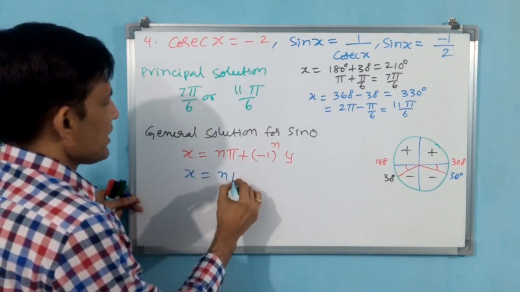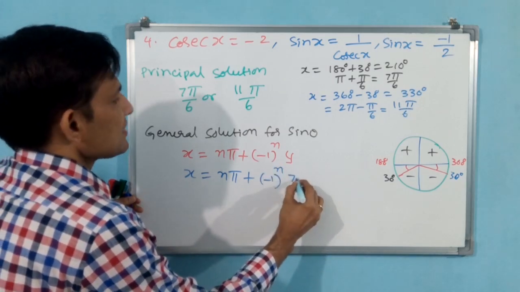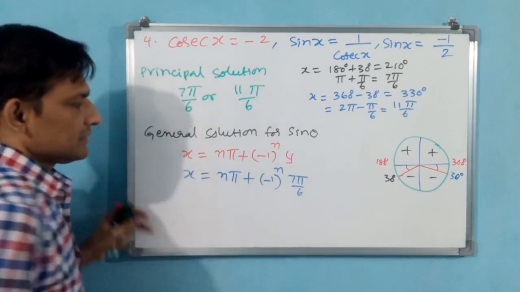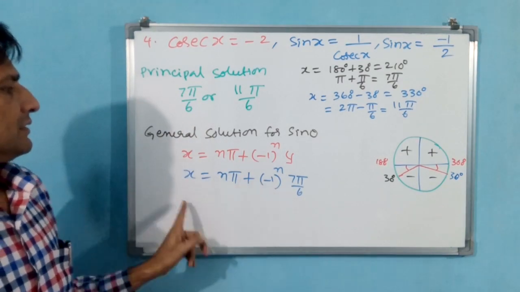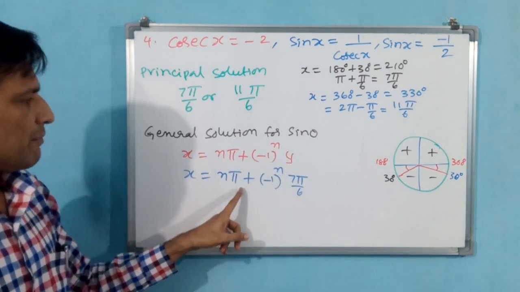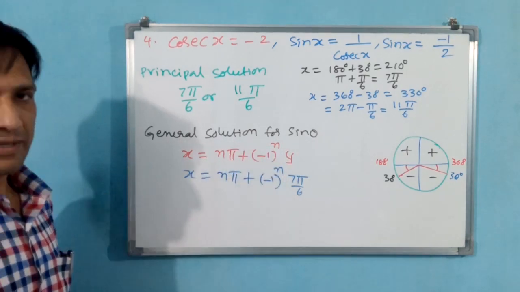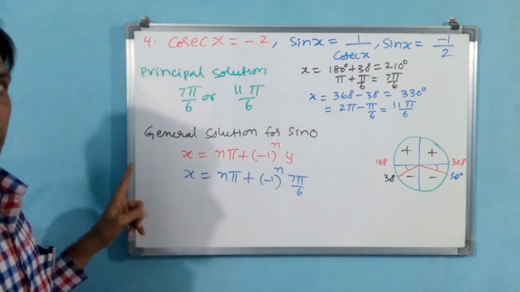x is equal to n pi plus minus 1 whole power n 7 pi by 6. Is it correct? 100% correct. You see, 7 pi by 6. This is for sin theta. For sin theta, peculiarly, n pi plus minus 1 whole power n will come. This is the answer for your fourth question.